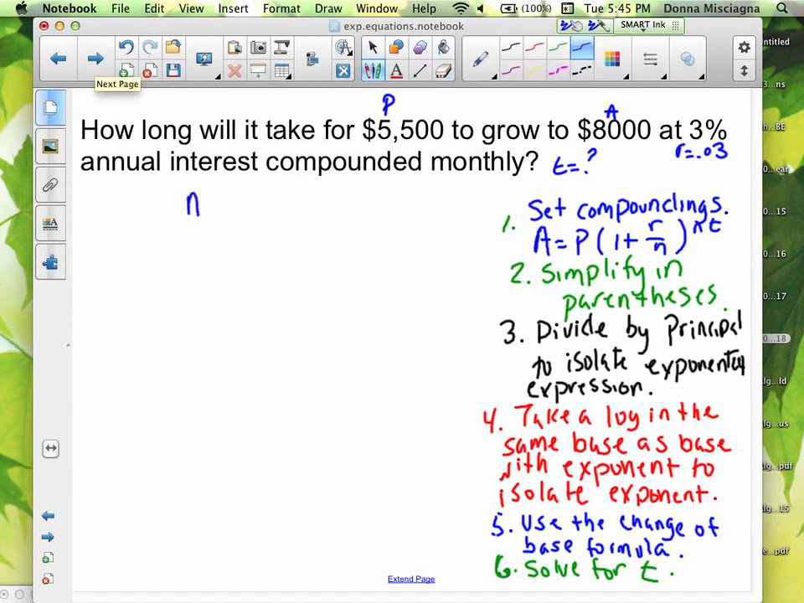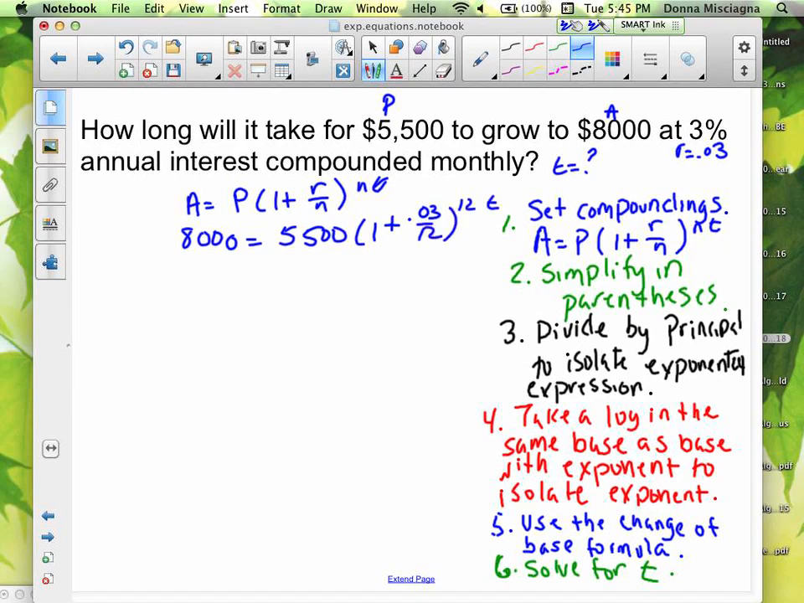All right, so pay attention now. A equals P times 1 plus R divided by N to the NT power. All right, let's substitute in. 8,000 equals 5,500 times 1 plus 0.03 divided by 12 to the 12t power. And actually, I said to simplify in parentheses first. It actually doesn't make a difference if I divide and get rid of that number and then simplify, or I simplify and then I divide. But I'll follow my steps that I have written over the side there.